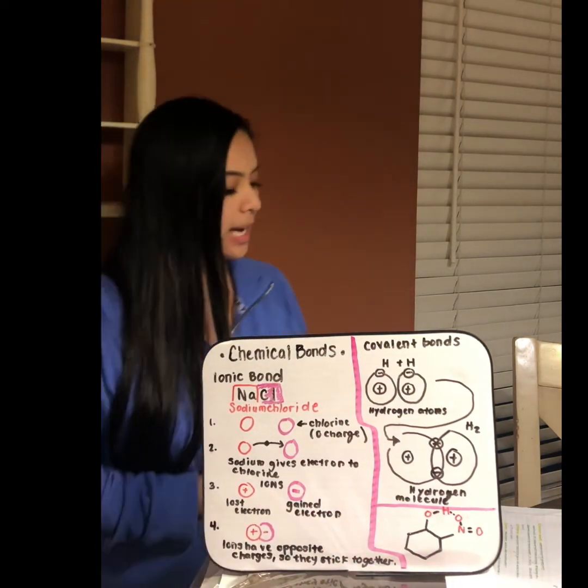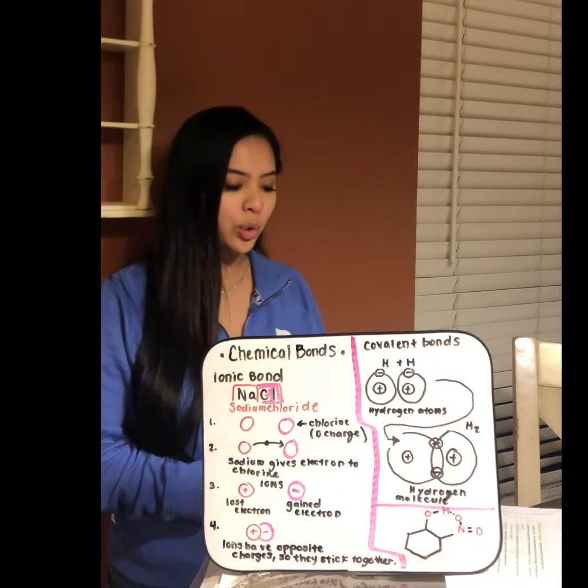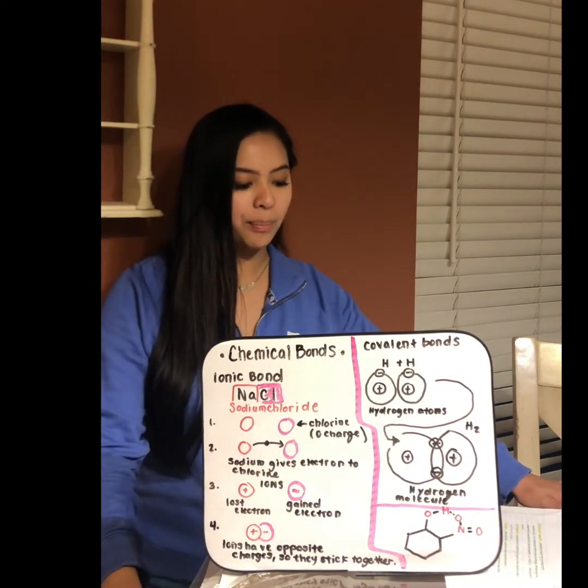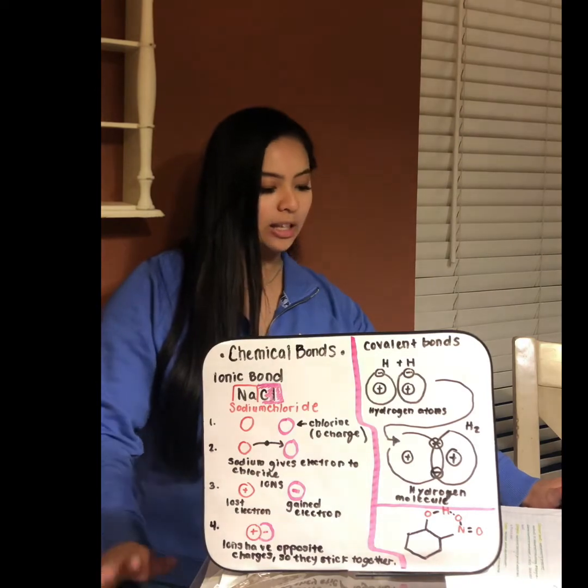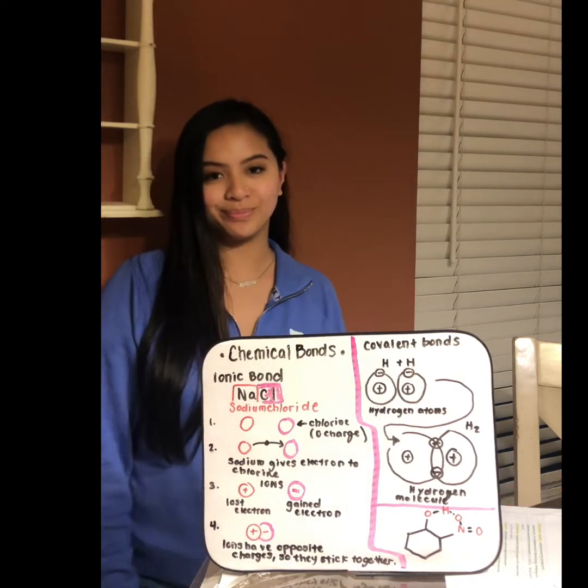The third chemical bond is the hydrogen bond, which I just have a little example over here. The hydrogen bond is a weak bond between 2 molecules, attracting a proton in one molecule and an electronegative atom in another.